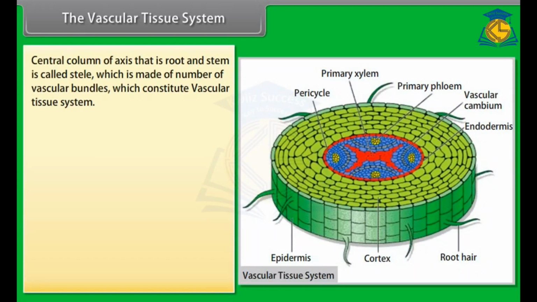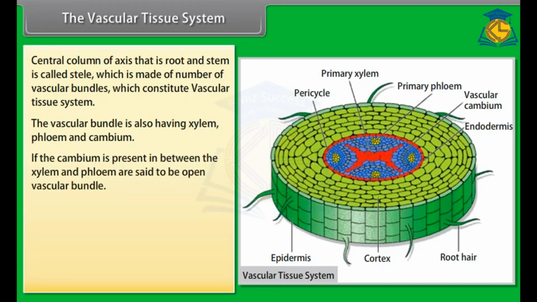The central column of the axis, that is, the root and stem, is called the stele, which is made up of a number of vascular bundles that constitute the vascular tissue system. The vascular bundle also has xylem, phloem and cambium.